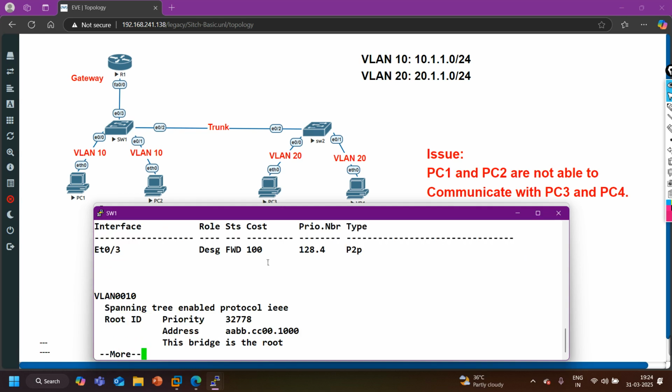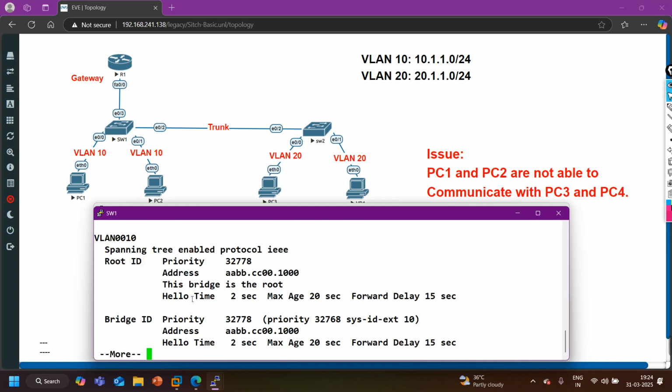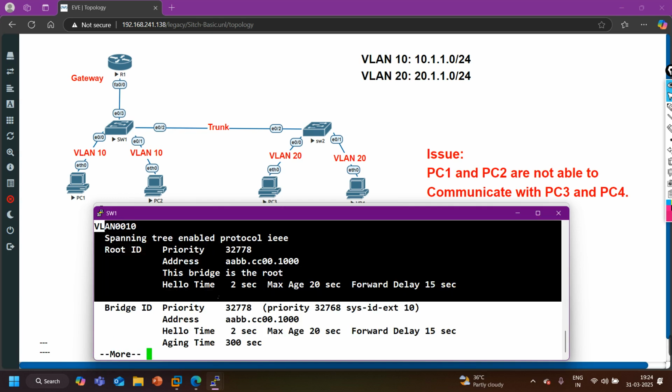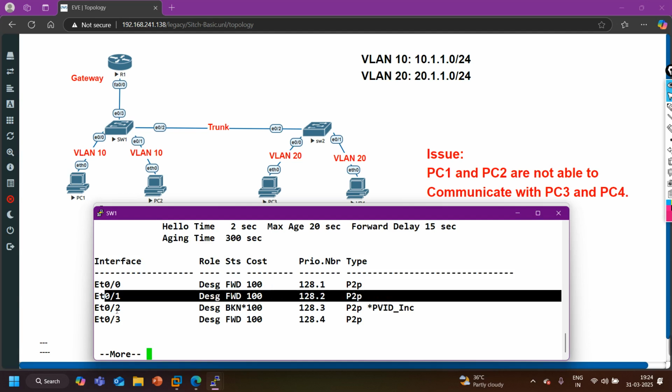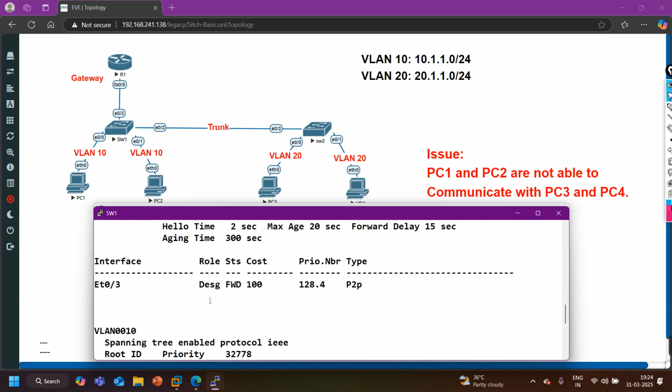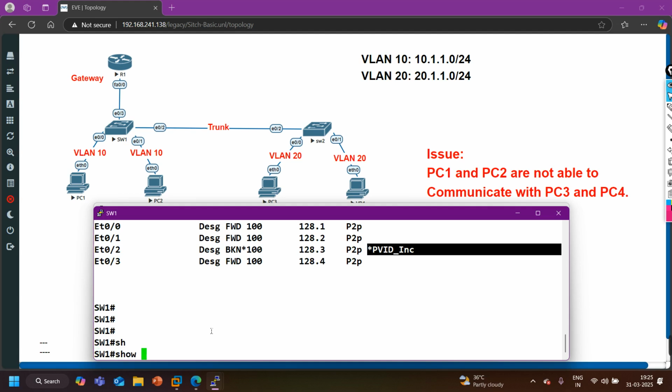After native VLAN you can also verify whether STP for VLAN 10 and 20 is working fine or not. First of all we have STP for VLAN 1. I am verifying VLAN 10. So for VLAN 10 you can see the 0/2 interface is in forwarding state and this port is the DP, designated port. Sorry, 0/2 is in blocking state for VLAN 10. For VLAN 10, the 0/2 interface, which is trunk, is in blocking state. I think it is in an inconsistent state.